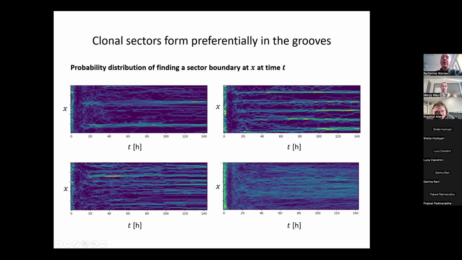Okay, so this is another way of showing the same thing, but now in time. So these are sort of chemographs now showing how this probability density of finding a sector boundary at a particular position changes also in time. And you can see that these sectors form very quickly. After sort of 20 to 40 hours, they will already be quite well developed sectors, and then they just continue to stay where they were.